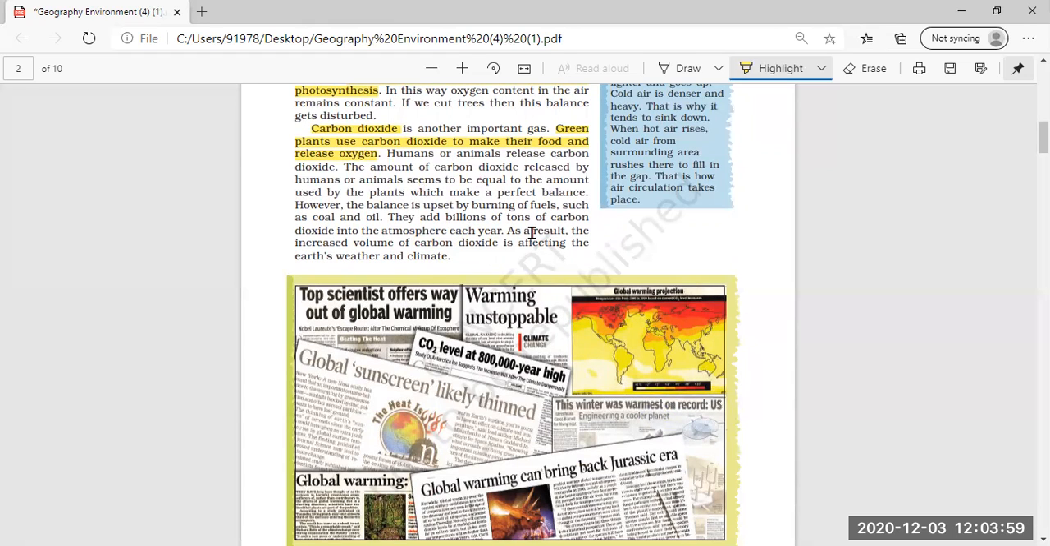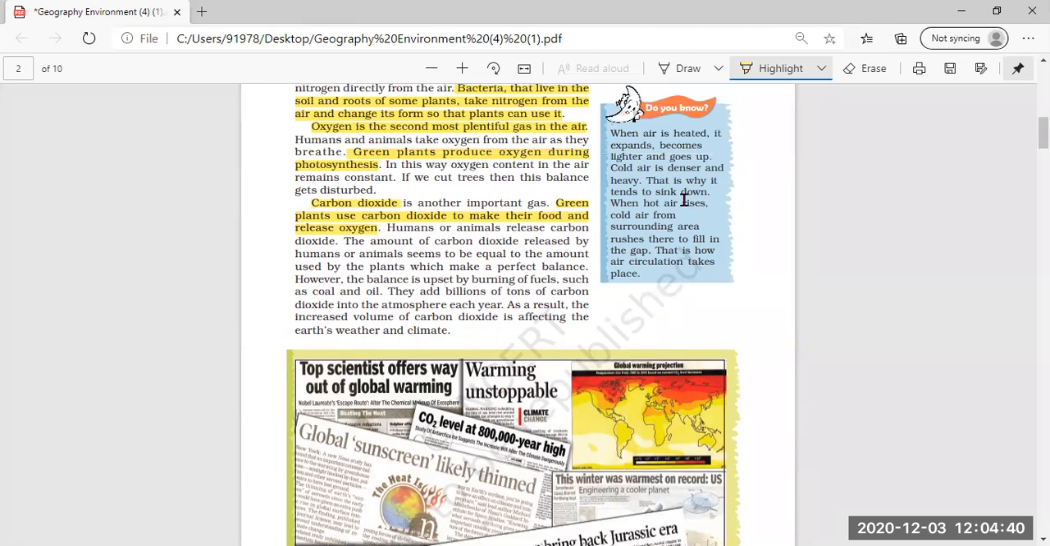However, the balance is upset by the burning of fuels. If more and more fuels like firewood, coal and oil are burnt, then this balance gets disturbed. They add billions of tons of carbon. The increased volume of carbon dioxide is affecting the Earth's weather and climate. The burning of coal, oil and firewood increases the volume of carbon dioxide in the atmosphere, and this is affecting the Earth's weather and climate.